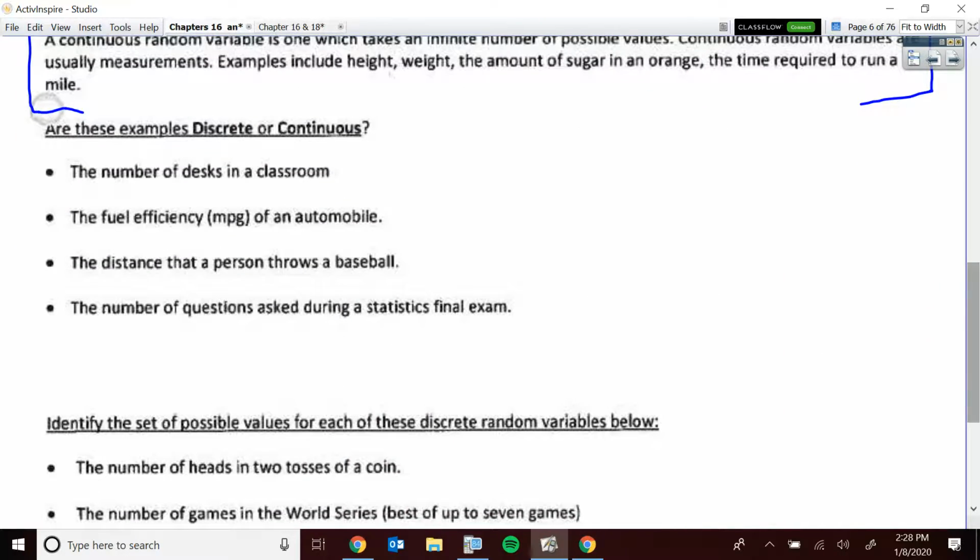Now, I want you to go ahead and talk amongst yourselves as to whether or not these 4 examples are discrete or continuous, and so do that now. Go.